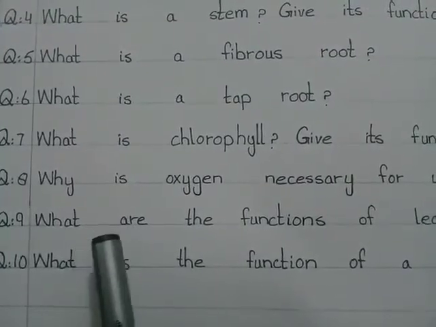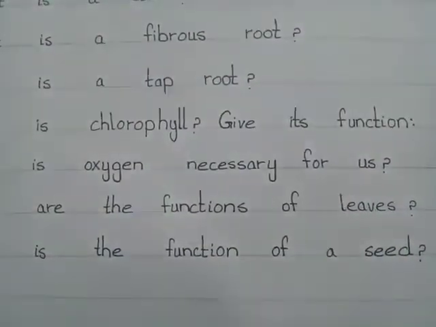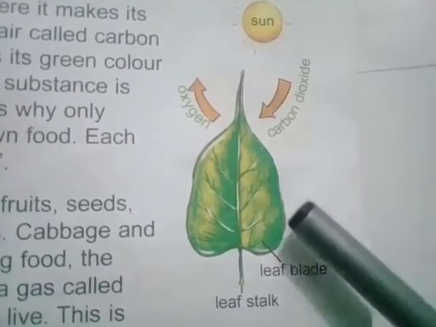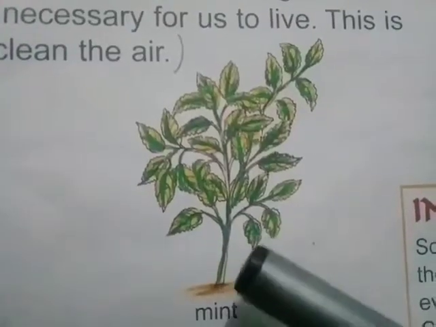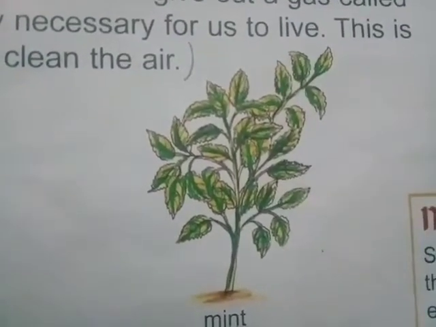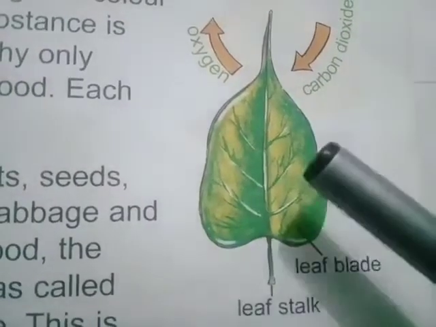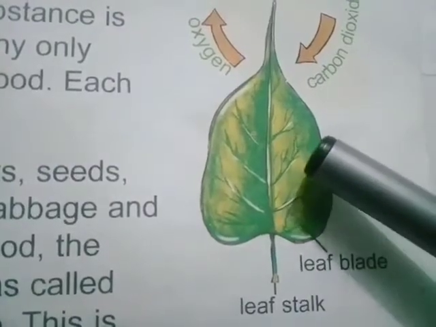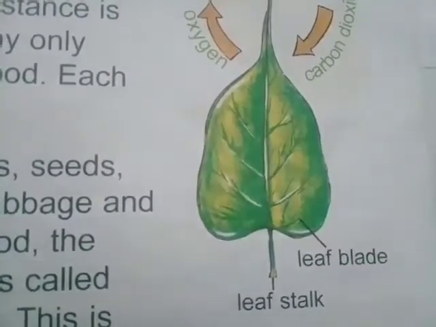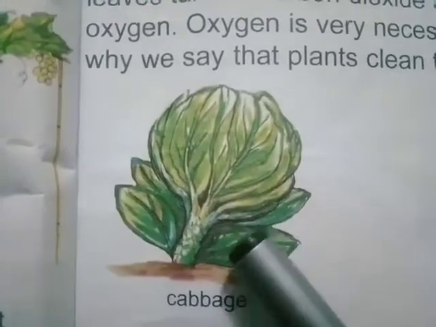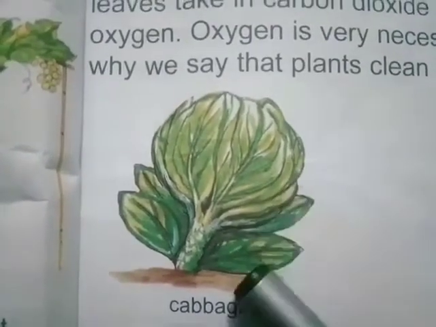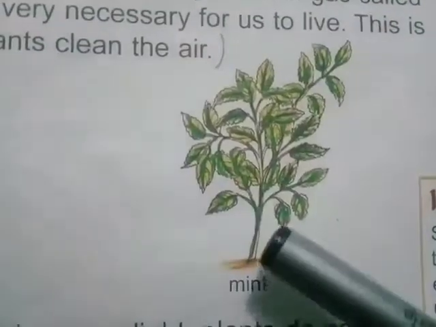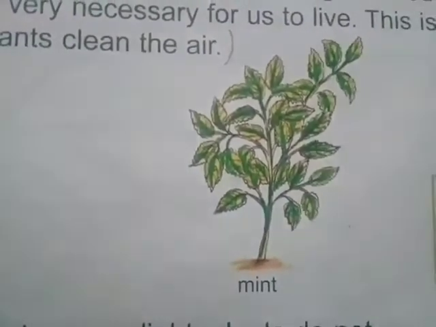Question number 9 is, what are the functions of leaves? Leaves give out oxygen in daytime and make the air good. Leaves prepare food for plants. They do breathing for the plants with the help of stomata present in the lower surface of the leaves. They sometimes store the extra food in the leaves. Its best example is cabbage. Cabbage and mint store food in their leaves.